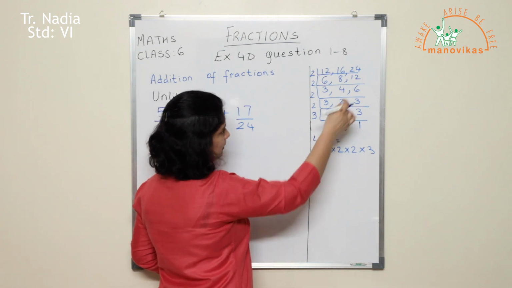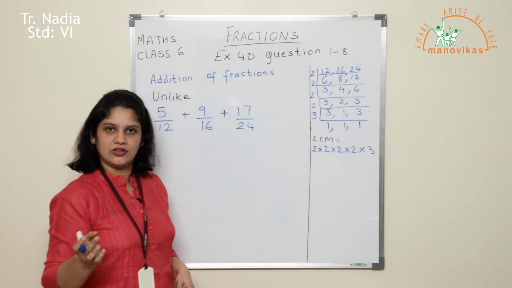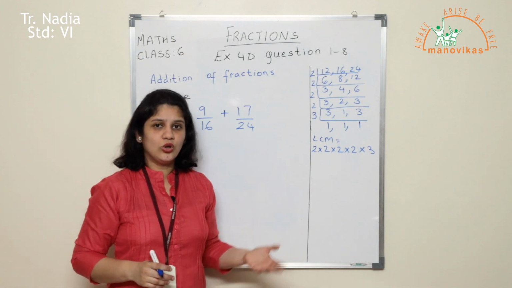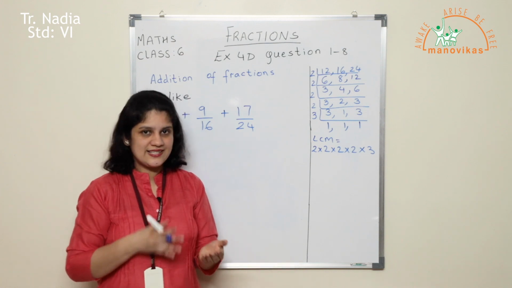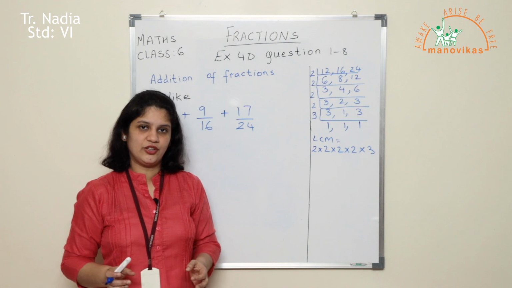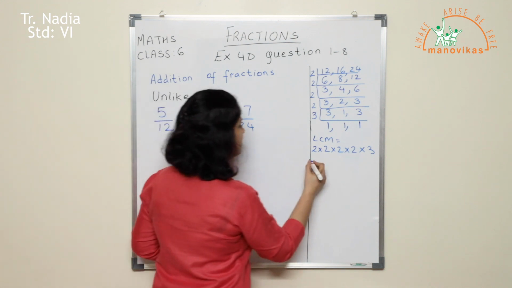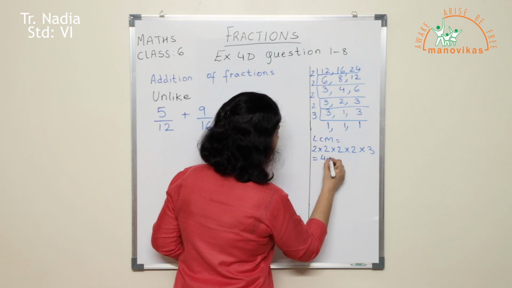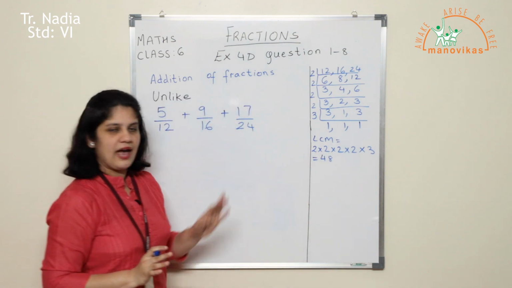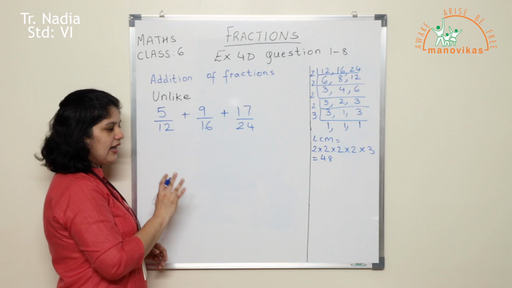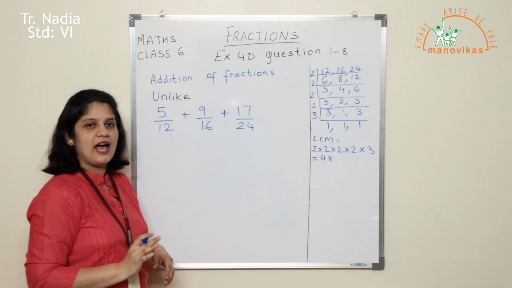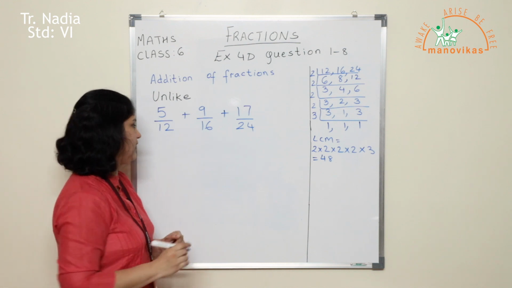If you don't know the tables, you can always work it out somewhere on the rough column. Like if you don't know what is 16 multiplied by 3, please keep a rough page handy with you so that you can do all these small calculations. So 16 3s are 48. Now I have got the LCM as 48. Now all the denominators have to be converted to 48.